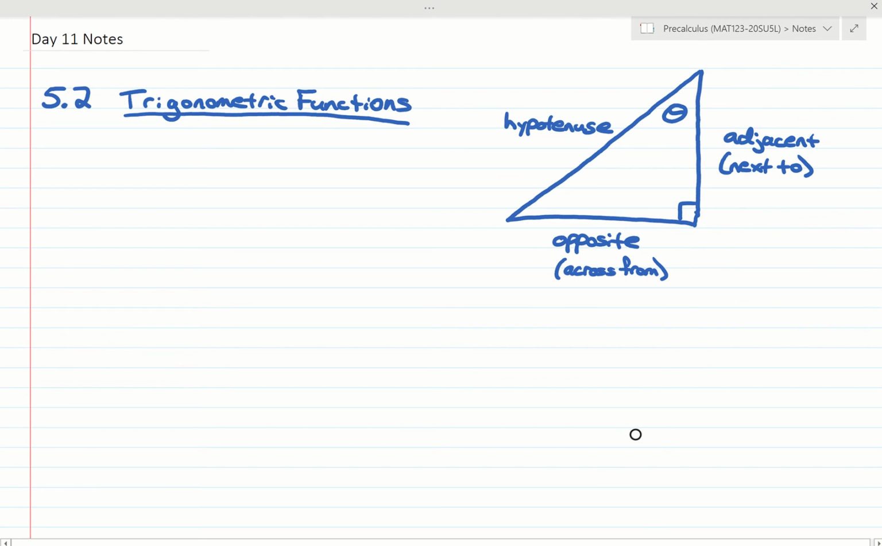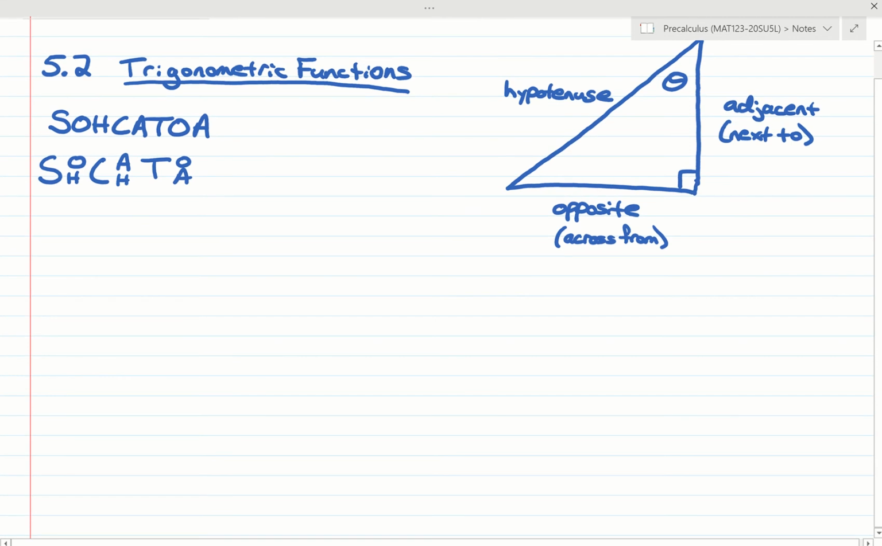And with the trigonometric functions, there are 6 trig functions we're going to be focusing on. You might have heard of the acronym SOHCAHTOA to define the 3 main trig functions, but I write SOHCAHTOA like this. Sine is opposite over hypotenuse, cosine is adjacent over hypotenuse, and tangent is opposite over adjacent. Let me write this out for you.